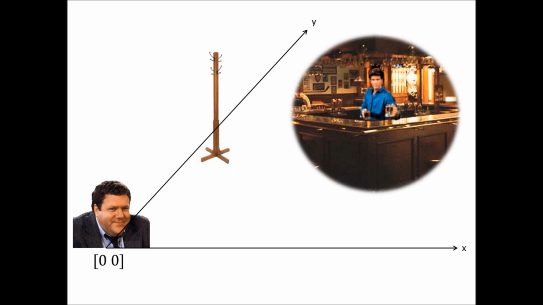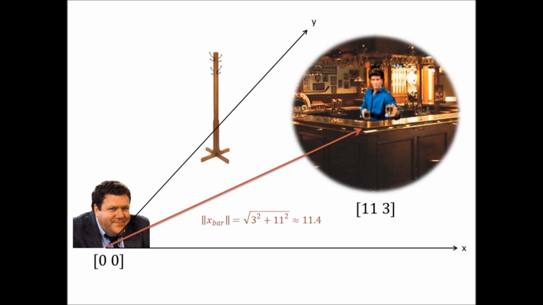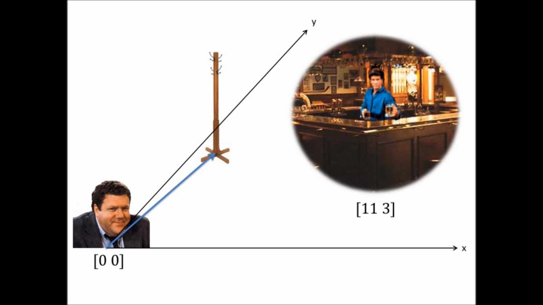First, Norm stands at the door and considers the bar. He knows that it is at (11, 3) with respect to his position by the door and calculates the distance by taking the norm to the bar. Next, Norm considers the coat rack. He knows that it is at (1, 2) relative to his position and calculates the distance by taking the norm to the coat rack. Afterward, he walks to the coat rack and considers the bar again.